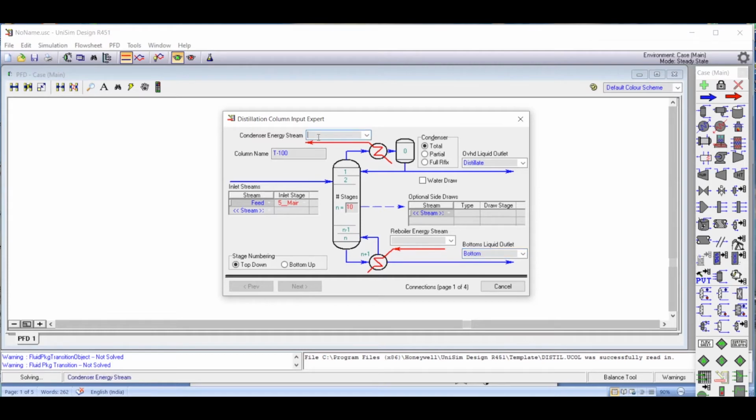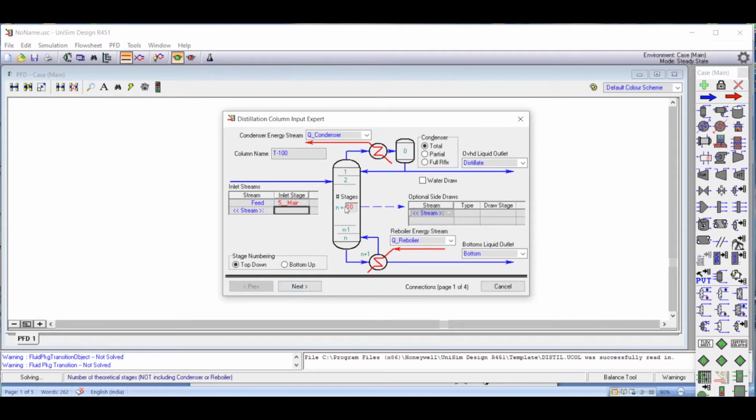And we write this is a Q condenser. This is the condenser heat load, and this of course is the reboiler heat load. So Q underscore reboiler. Once that's done, you click anywhere, and then of course this next comes in. So remember, the stage numbering is done right from the top down.